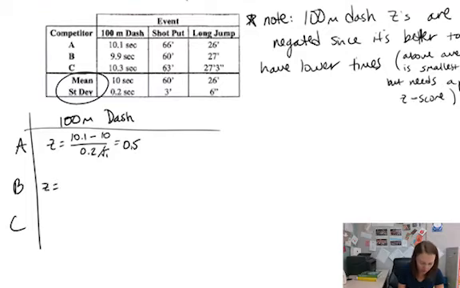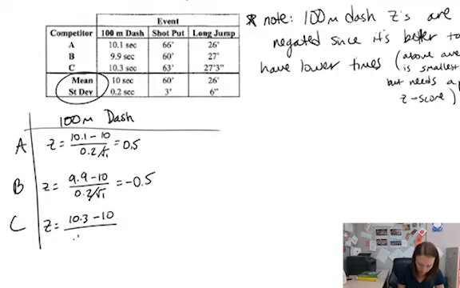For competitor B, we have 9.9 minus 10 over 0.2 over the square root of 1, which ends up being negative 0.5. And for competitor C, we have 10.3 seconds minus 10 over 0.2 over the square root of 1, which ends up being 1.5.